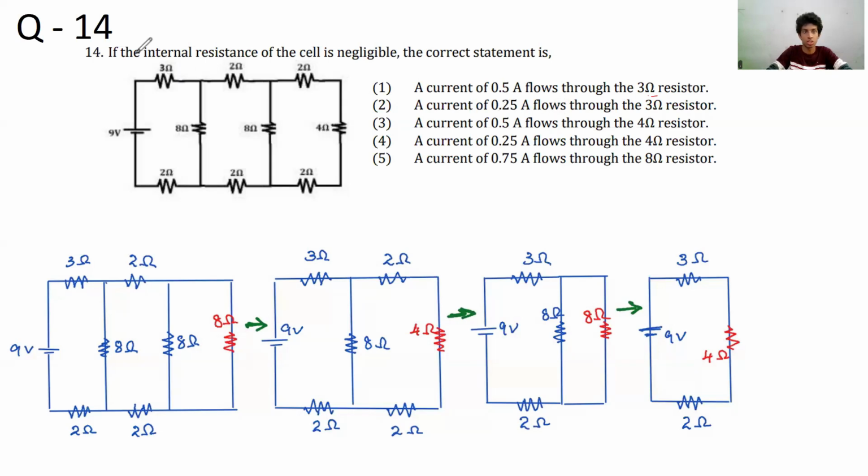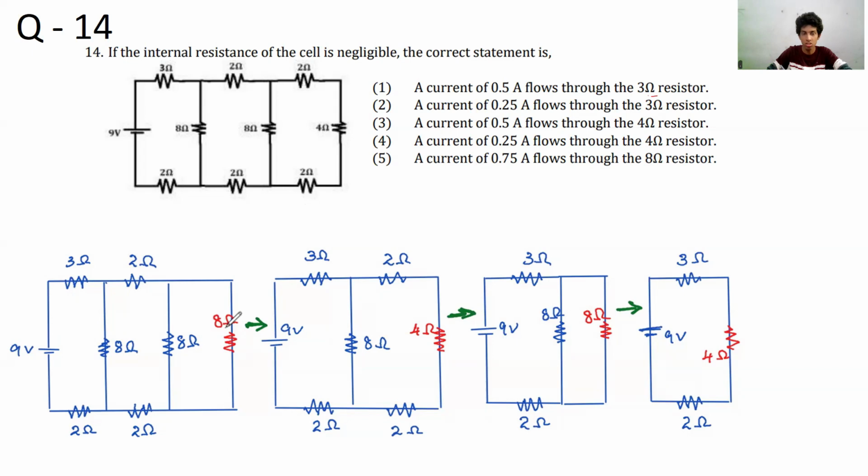Question number 14. If the internal resistance of the cell is negligible, the correct statement is. So this is the circuit they have given. First of all, let's try to simplify this circuit by replacing these resistors with equivalent resistors. Here you can see these three resistors are in series. Therefore, their equivalent resistance will be 8 ohm because 2 plus 4 plus 2 is equal to 8.